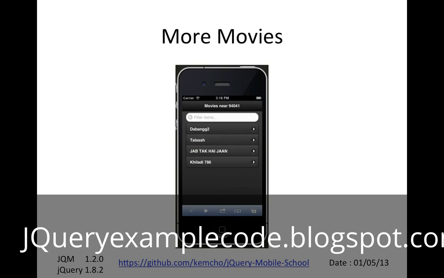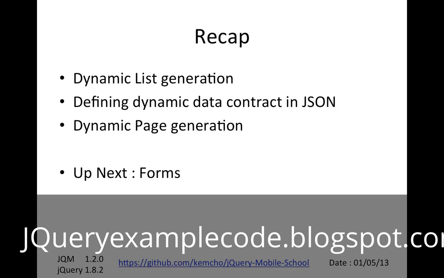So now we've created a dynamic list and a dynamic page. Let's recap quickly. We learned how to create a list, which was dynamic based on the JSON object. We learned how to create the JSON file. We will learn in detail how it's created from the internet, but we assume that there's a JSON contract. And we also learned how to create a dynamic page. In the next video, we will be covering in detail all the details about jQuery Mobile forms.